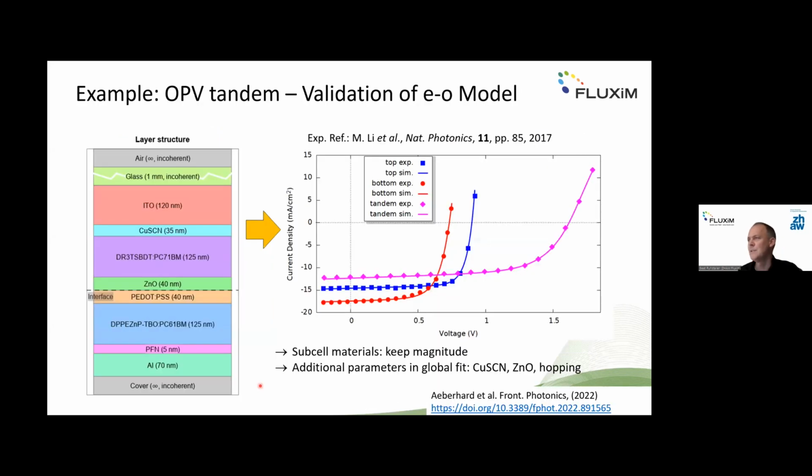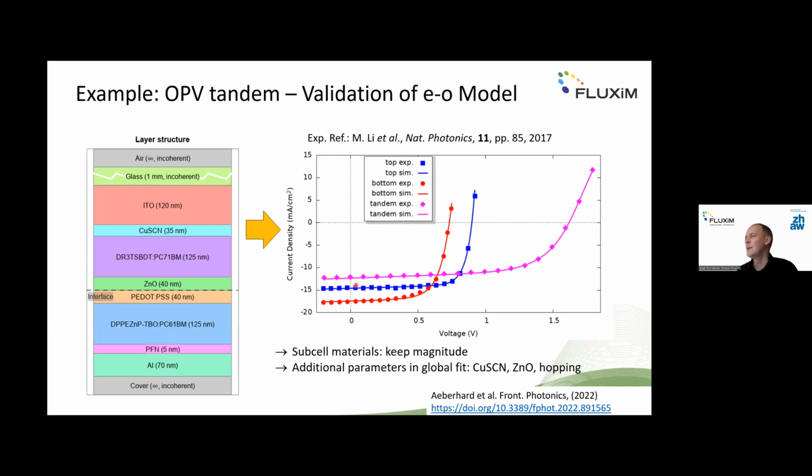Also, an OPV case study we published this year. It's an OPV tandem with two subcells in monolithic fashion. And here we just reproduced a published data set from another group, and they measured subcells and also the tandem. And the lines are our model.